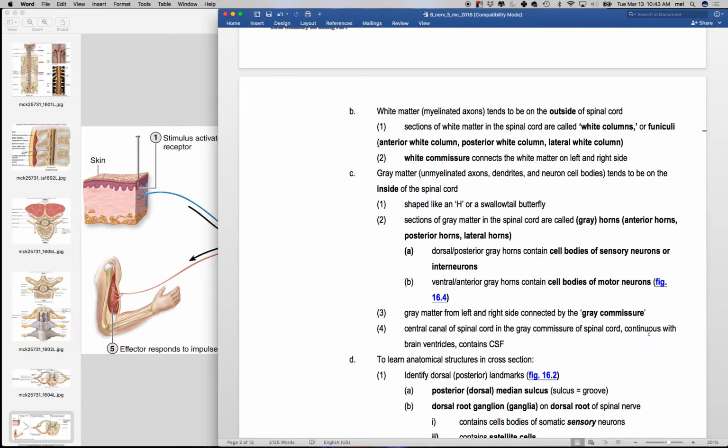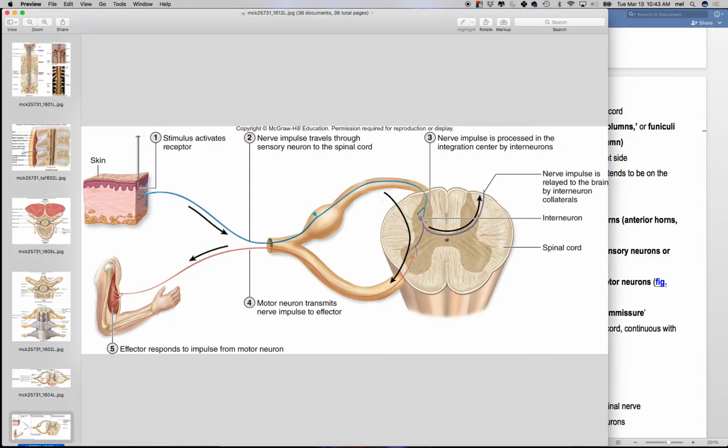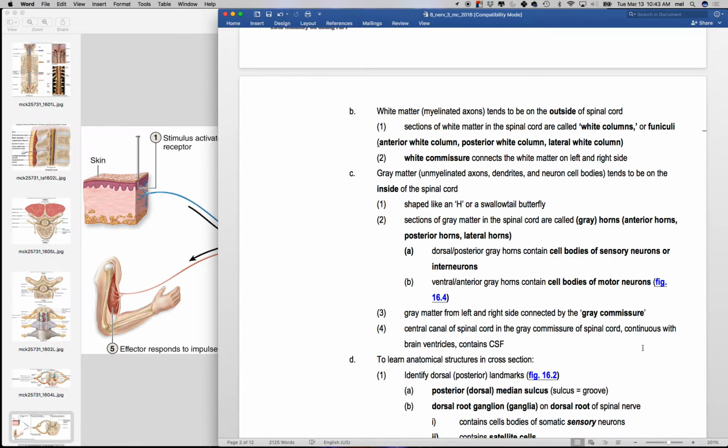The gray matter of the spinal cord, the dorsal or posterior gray horns contain either cell bodies or part of a sensory neuron and also interneurons. Do you see that interneuron in there? And the anterior ones contain cell bodies of motor neurons, yeah? And gray matter is where we would expect to find cell bodies, correct? That's where we would expect to find it.